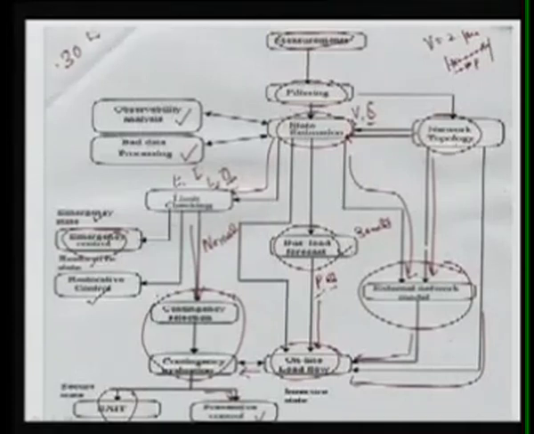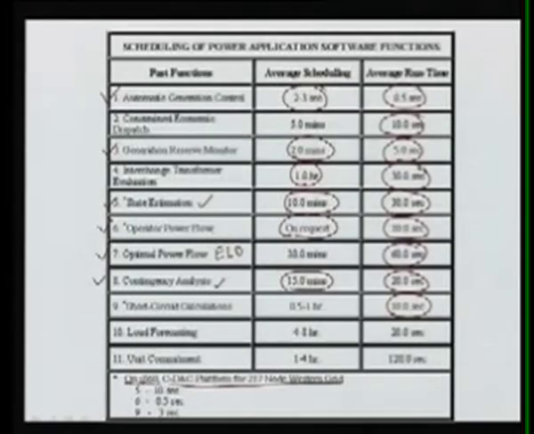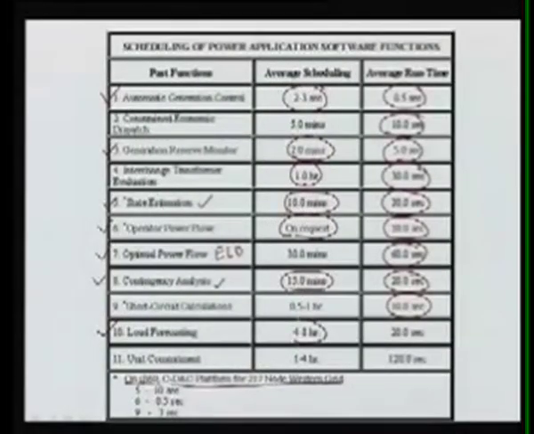However, other load forecasting functions may require half an hour so that the operator can schedule the generating station accordingly. So it may require 4 to 8 hours for the average scheduling, but the computational time requirement is very fast, that is 20 seconds.